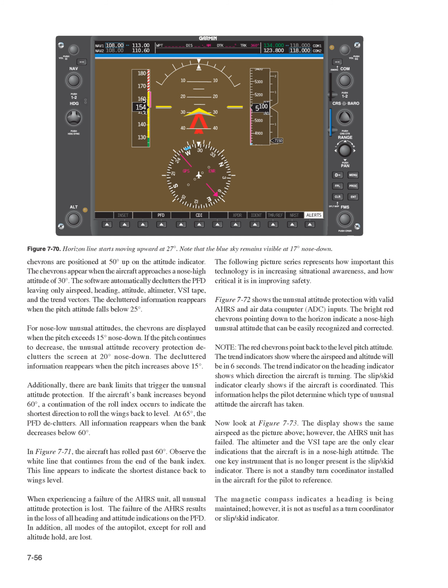Alerts. Figure 527. The horizon line starts moving upward at approximately 27 degrees pitch down. Chevrons are positioned at 50 degrees up on the attitude indicator. The chevrons appear when the aircraft approaches a nose-high attitude of 30 degrees.